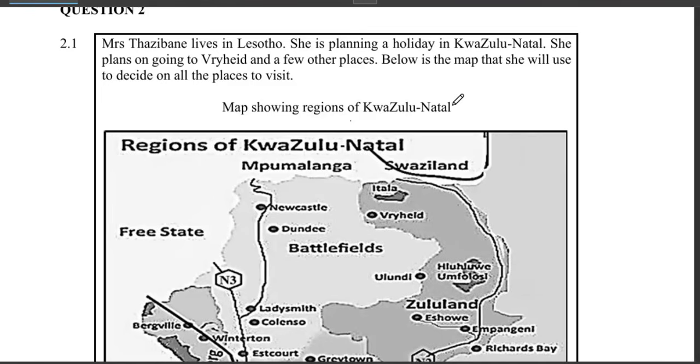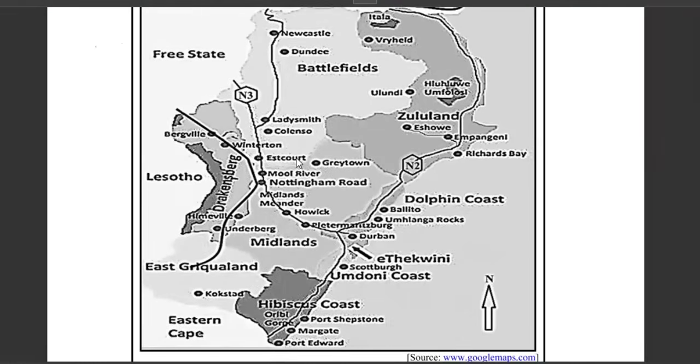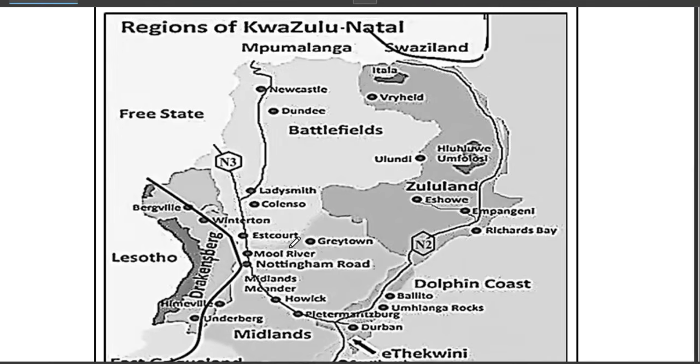Map showing regions of KwaZulu-Natal. It's this one here. When we look at it, does it have a scale? No, it has just a compass. It's fine. All right, then we go.